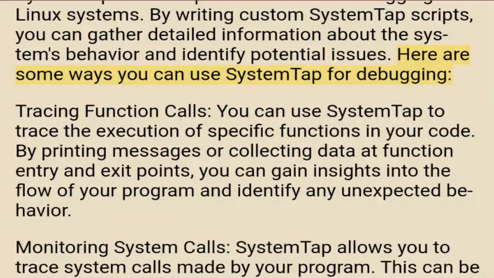Here are some ways you can use SystemTap for debugging. Tracing function calls. You can use SystemTap to trace the execution of specific functions in your code. By printing messages or collecting data at function entry and exit points, you can gain insights into the flow of your program and identify any unexpected behavior.